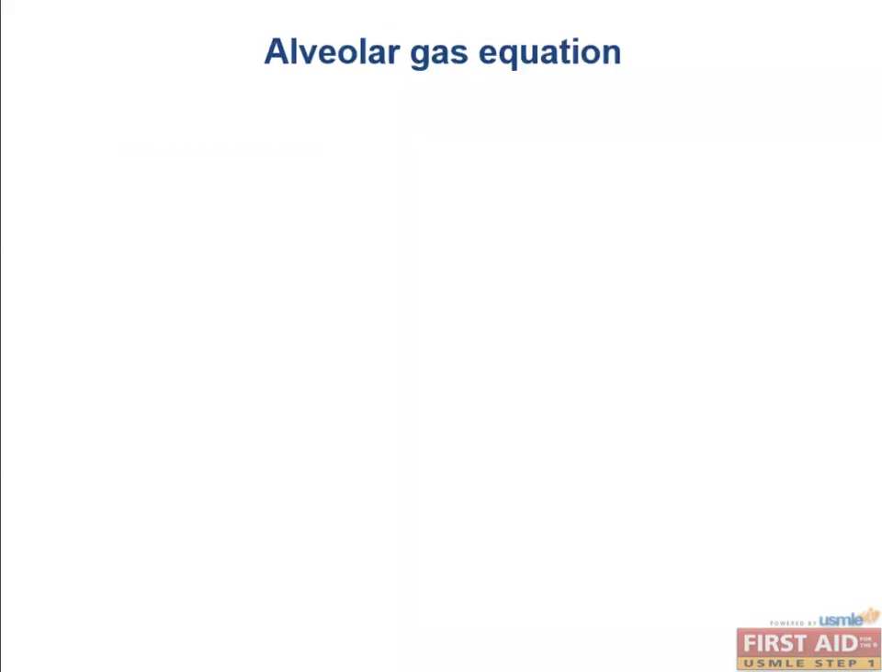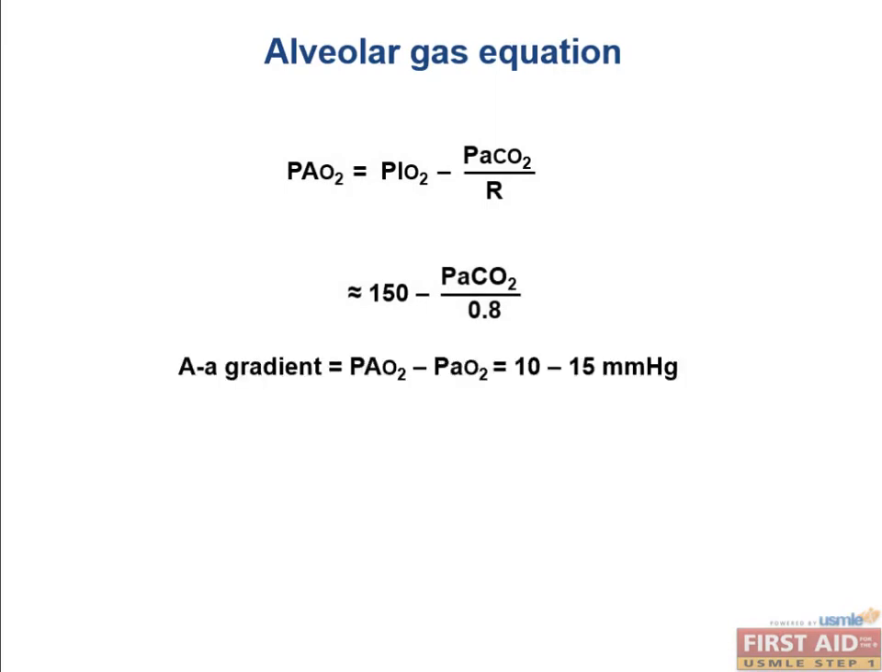The alveolar gas equation is used to calculate the alveolar arterial gradient, or the AA gradient, which is useful when trying to figure out the cause of hypoxemia, which we'll discuss next. PA is the alveolar oxygen partial pressure. PI is the partial pressure of oxygen in inspired air, and PaCO2 is the carbon dioxide in the arteries. R is the respiratory quotient, or 0.8. Ultimately, you can estimate the PaO2 by knowing the PaCO2 from the arterial blood gas.